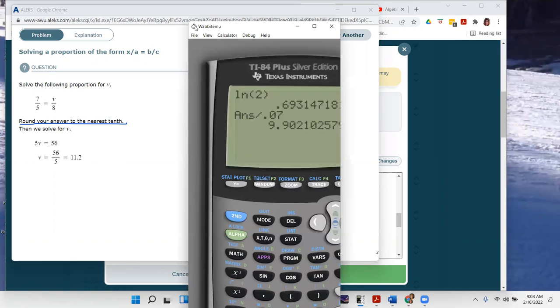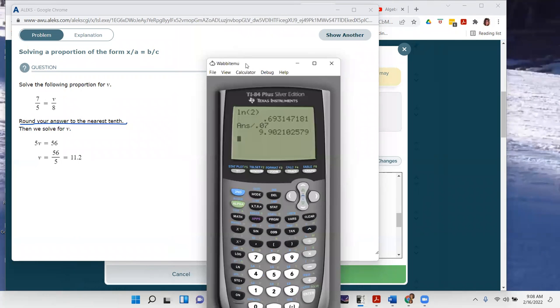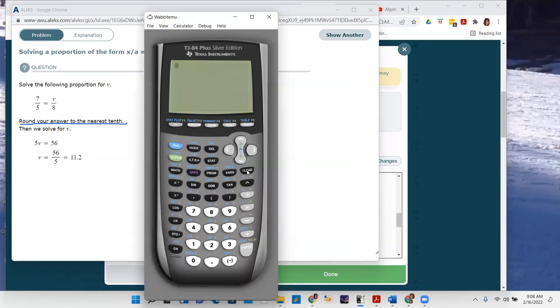Let me pull up my calculator. So 56 divided by 5 is 11.2, right? The tenths place is that very first decimal place there. That's the tenths place. So when you're rounding, you always look at the next place. And if it's a 5 or up, you round up the place you want. Otherwise, you keep it right where it is.